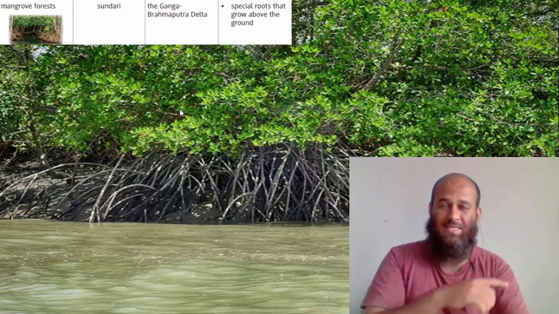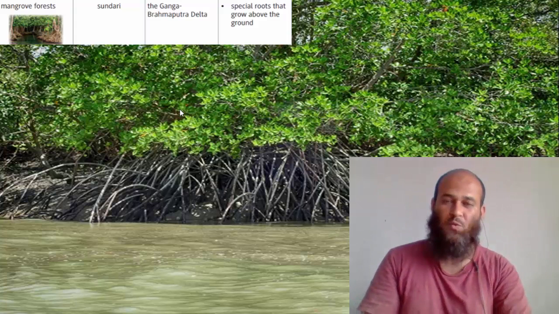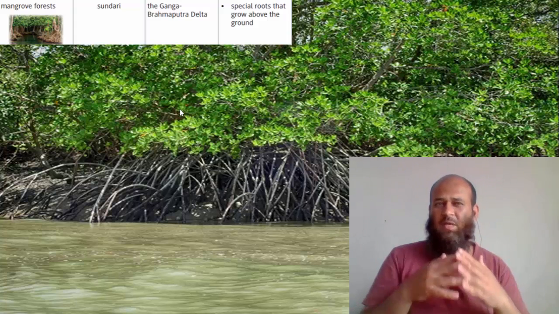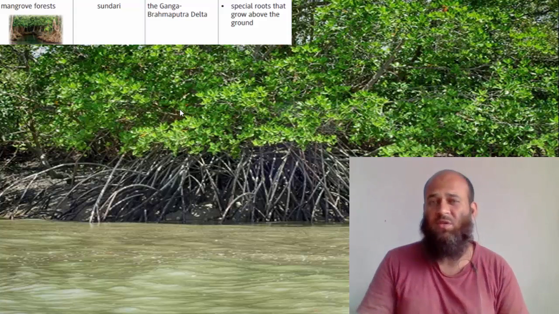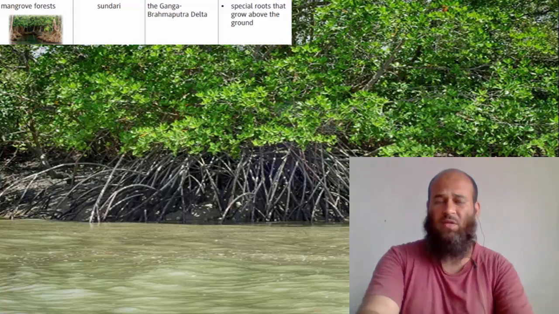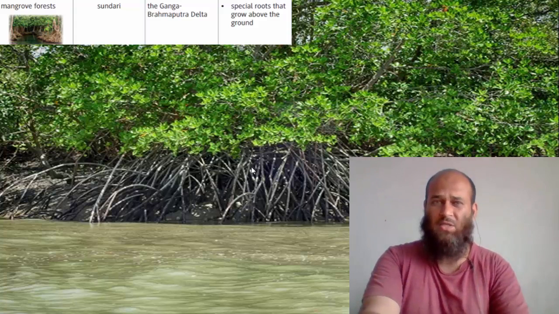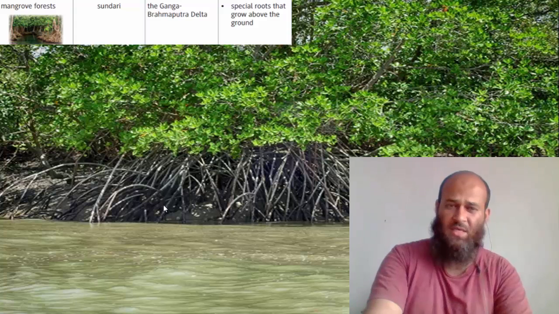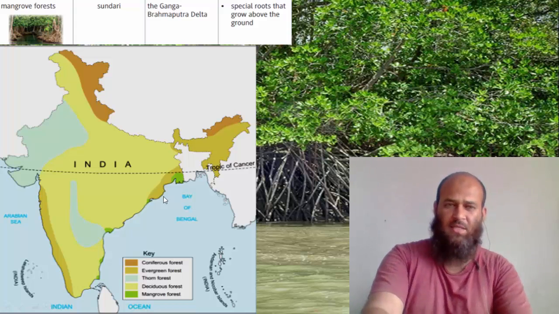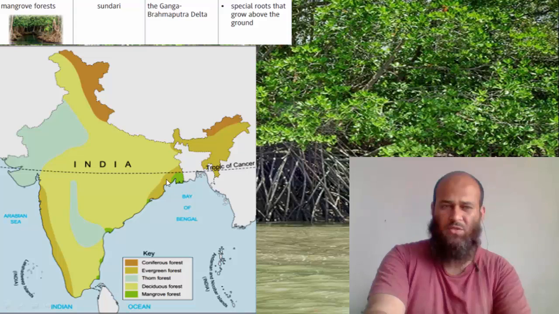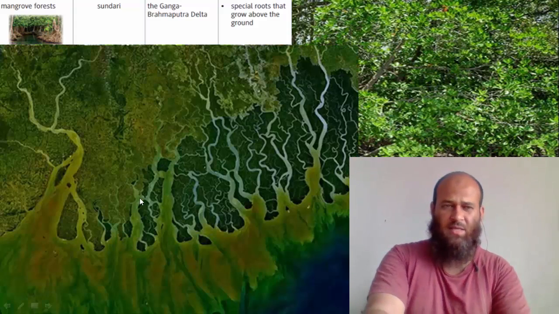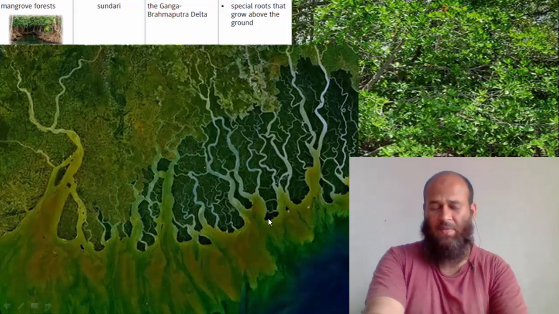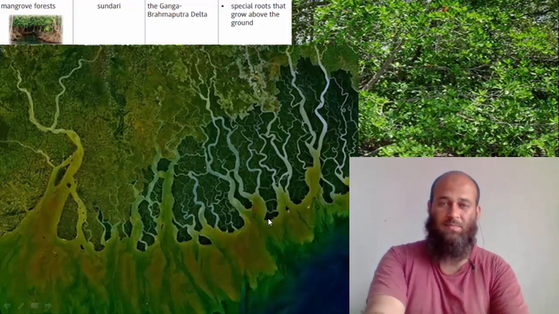Then you have mangrove forest. In our previous lesson, during our Google Earth lessons, we have seen that Ganga Brahmaputra Delta forms these special types of Sundari trees and mangrove forests. They have special roots that grow above the ground. You see here. And this is the delta region what we are talking about. These are mangrove forests. You see this one. This is Ganga Brahmaputra Delta, and it is the largest delta in the world. You know that, I know.